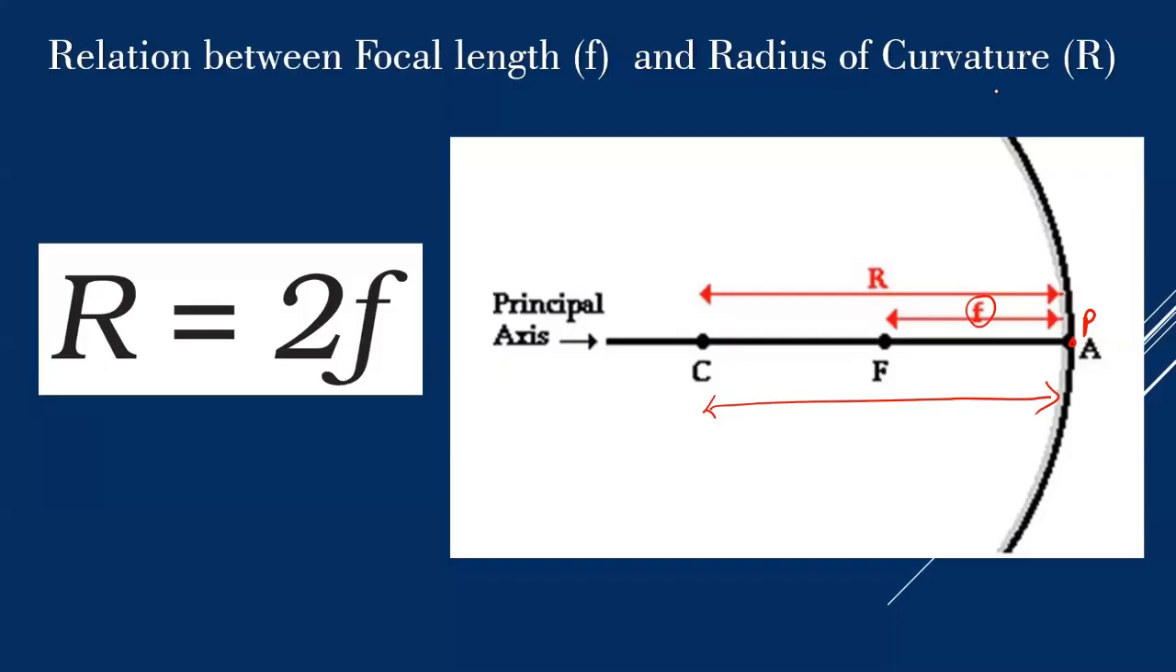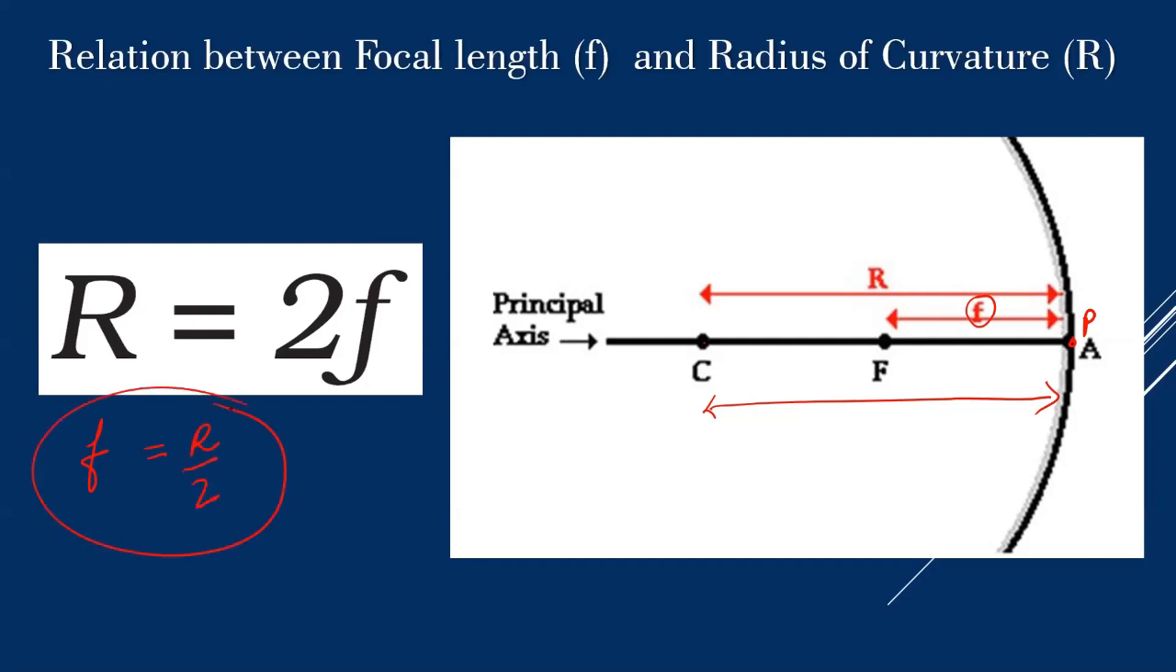So the relation between radius of curvature and focal length is R is equal to 2F. That means the focal length is basically half of the radius of curvature. The focus lies midway, it is the midpoint of your pole and center of curvature. Always remember, because you will be having 1-mark questions based on this relation. So if R, the radius, is equal to 2 times the focal length, we can say that the focal length is equal to R by 2.